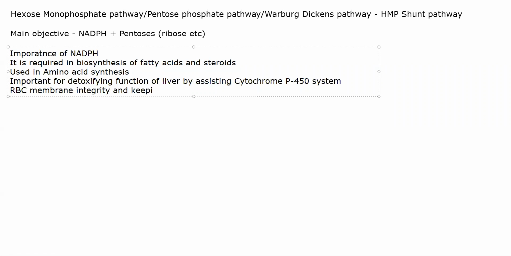and keeping the ferrous ion, that is Fe2+, I'll just write +2, you have to understand it is in superscript, of hemoglobin in reduced form. Right, so it helps in all of these functions. That is the importance of NADPH.